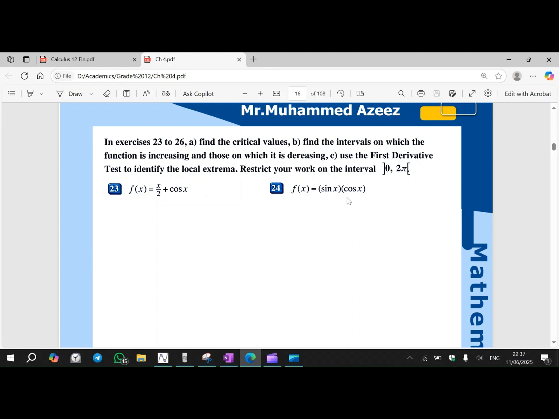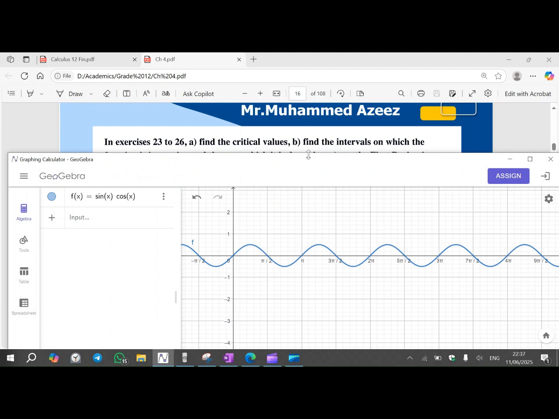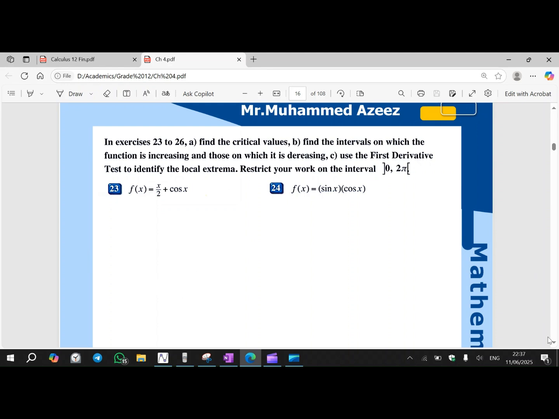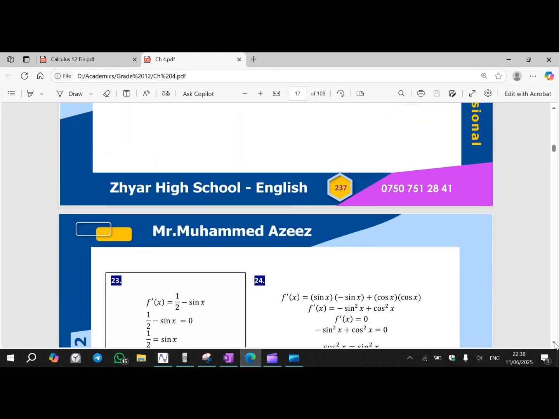By the way, the graph of this function, sine x cosine x, the graph is like this. You need the graph from 0 until 2 pi. See? Maximum, maximum, minimum, minimum. So if you know it graphically, you can easily find increasing, increasing, decreasing, decreasing. Minimum, minimum, maximum, maximum. All right, question 24 is complete.